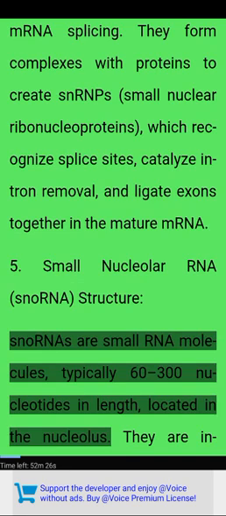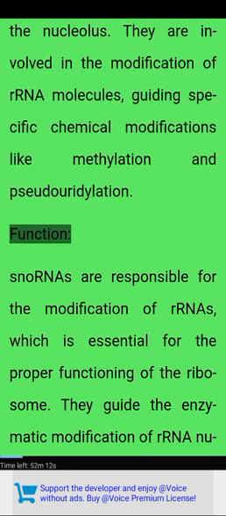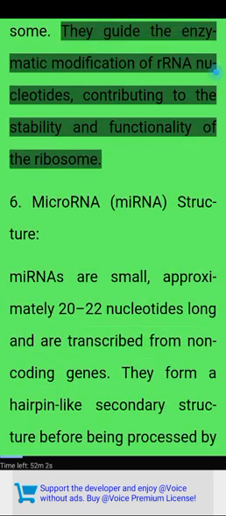snoRNAs are small RNA molecules, typically 60 to 300 nucleotides in length, located in the nucleus. They are involved in the modification of rRNA molecules, guiding specific chemical modifications like methylation and pseudouridylation. Function. snoRNAs are responsible for the modification of rRNAs, which is essential for the proper functioning of the ribosome. They guide the enzymatic modification of rRNA nucleotides, contributing to the stability and functionality of the ribosome.